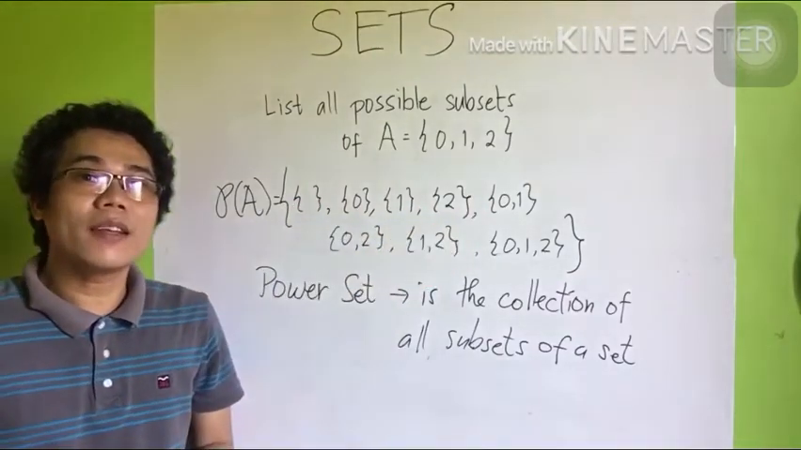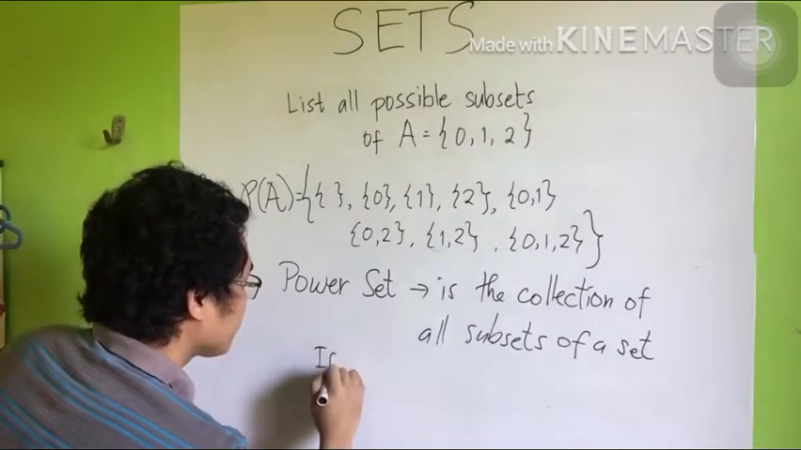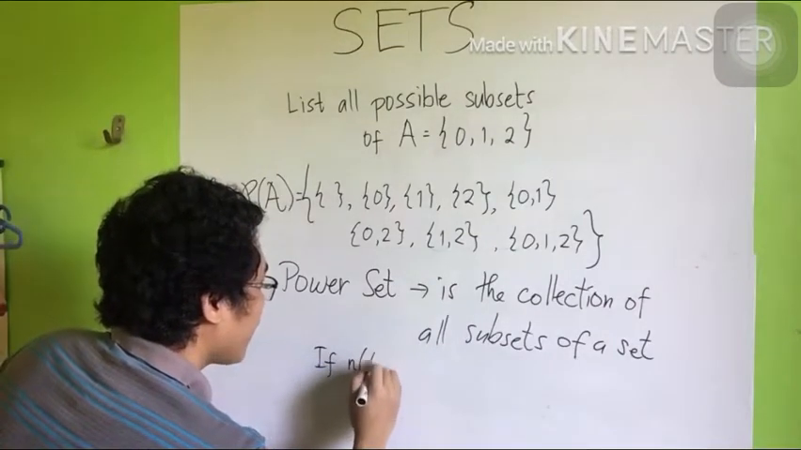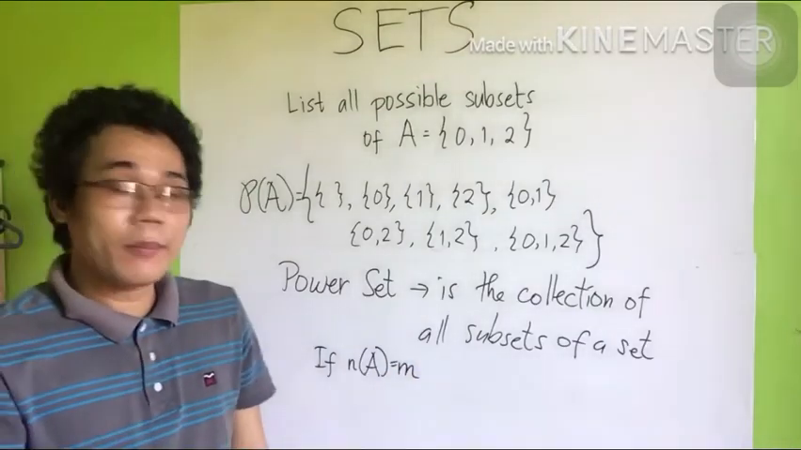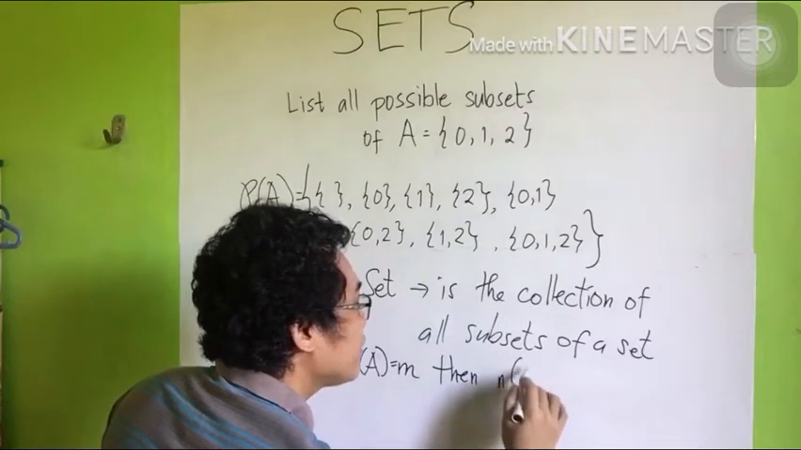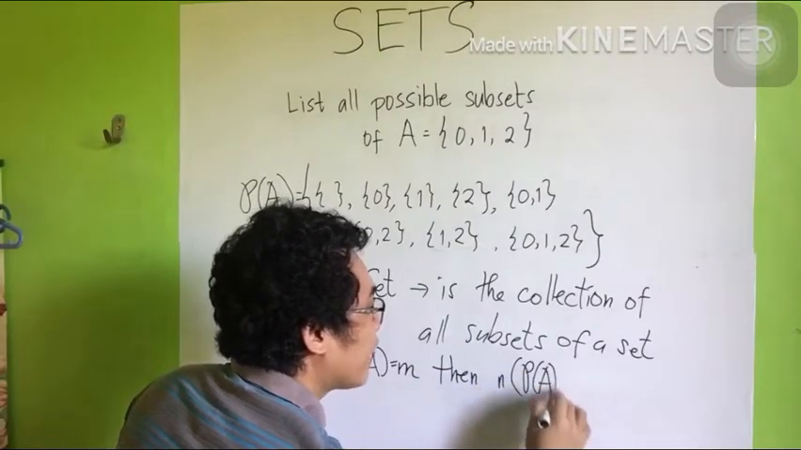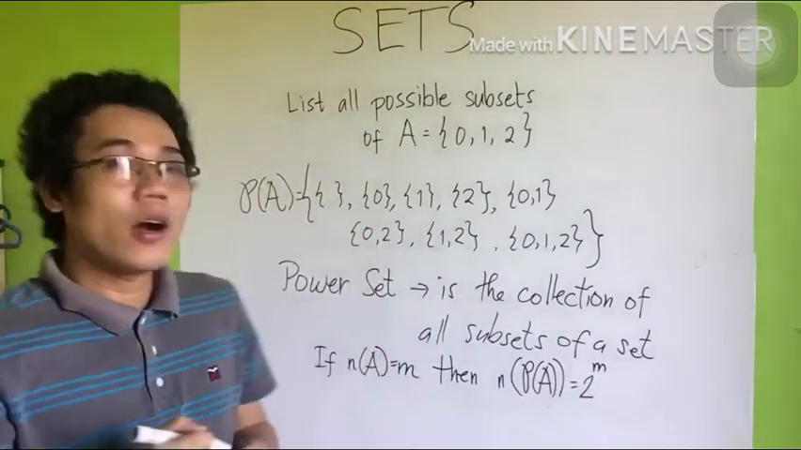So how can we find the cardinality of a power set? If our cardinality of A is equal to n, for example, then the cardinality of our power set of A is equal to 2 to the power of n.